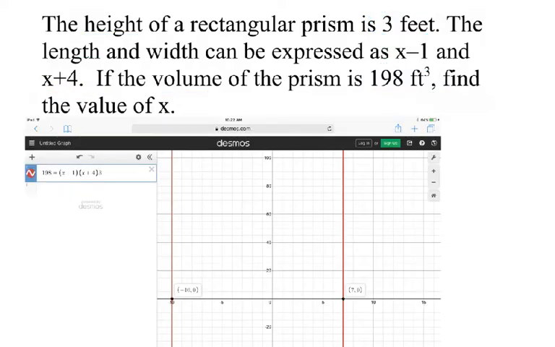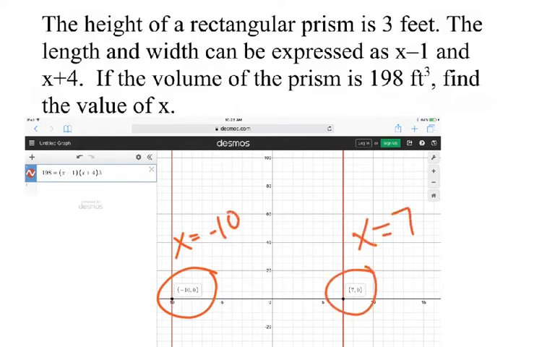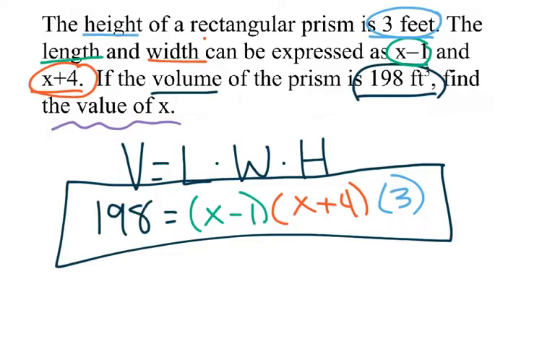Okay, so when you put it in Desmos, you get two answers. X equals negative 10, and you also get x equals 7. So the negative 10 doesn't make sense because we're talking about a real world problem, but my answer is x equals 7. Okay, so I showed you the easy way to do it, but now I'm going to show you the math way because I'm going to bet that some of you are going to want to go further in math, like into the pre-calcs and calculuses, and you'll have to know how to do this stuff.